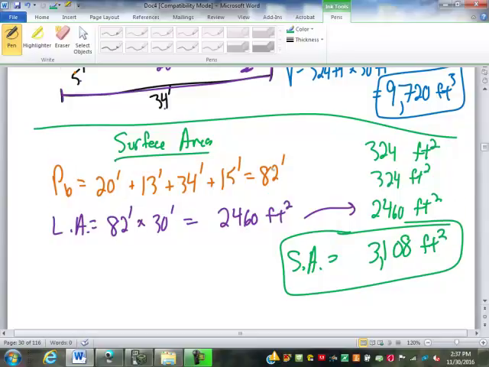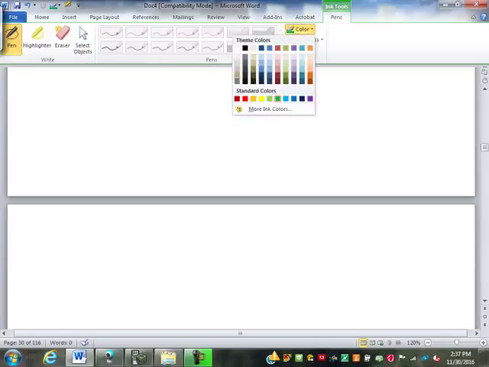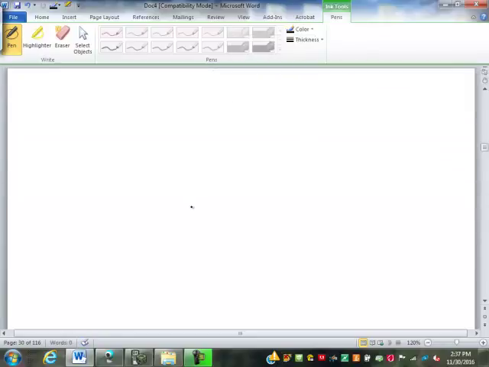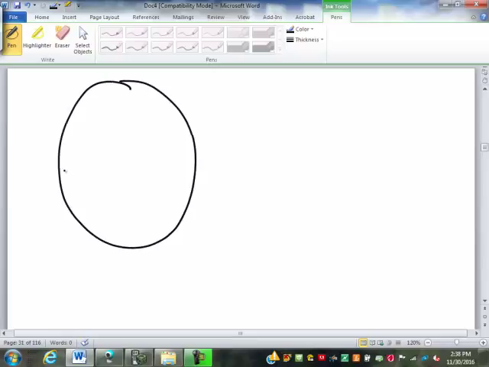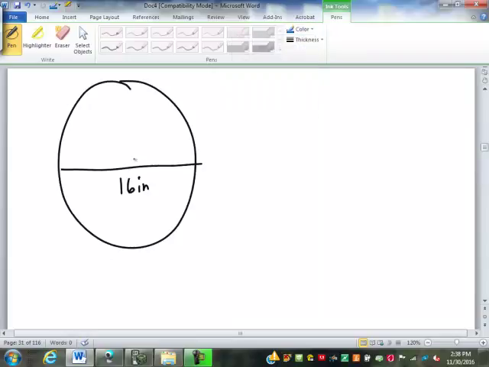Okay, so from here, we've talked about circles and we've talked about pieces of circles, half circles and quarter circles. Let's talk about more refined pieces of those circles. So let's say I have a circle with a diameter of 16 inches. But rather than taking half of it or a quarter of it, I want to take a slice out of this circle.